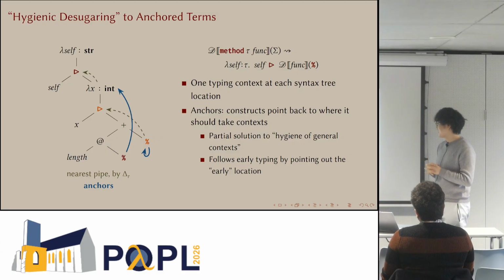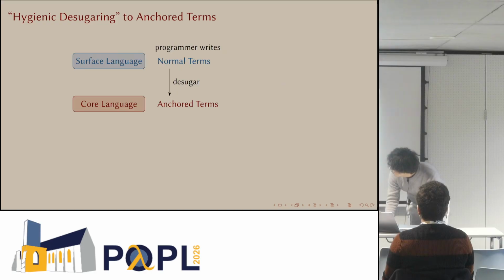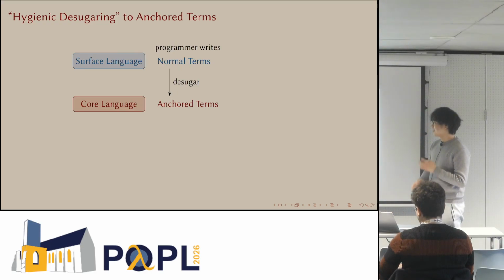So this is still actually only a partial solution to the problem of hygiene for general contexts, but it is enough for us to formulate the correctness criteria for early typing and our inference algorithm. So the overall picture of the correctness looks like this. Programmers don't need to know about anchors whatsoever.